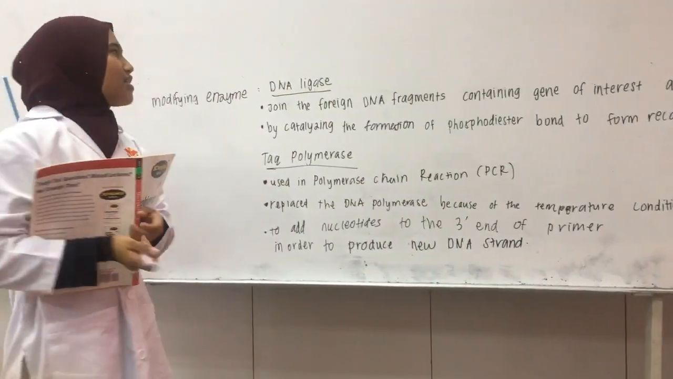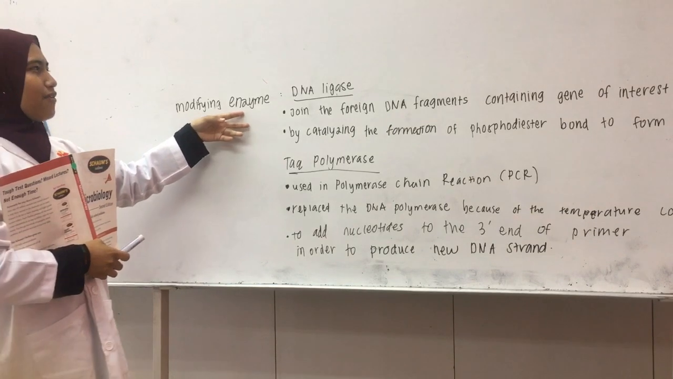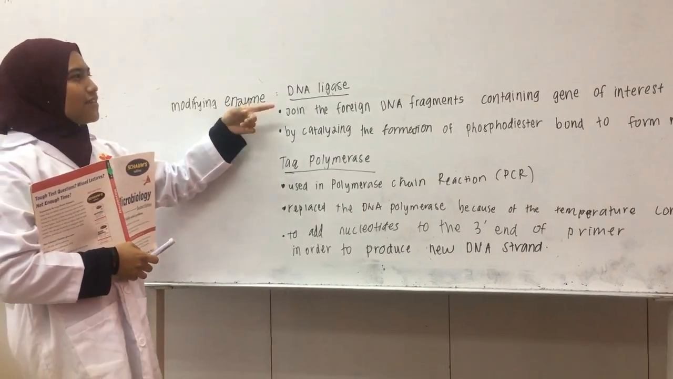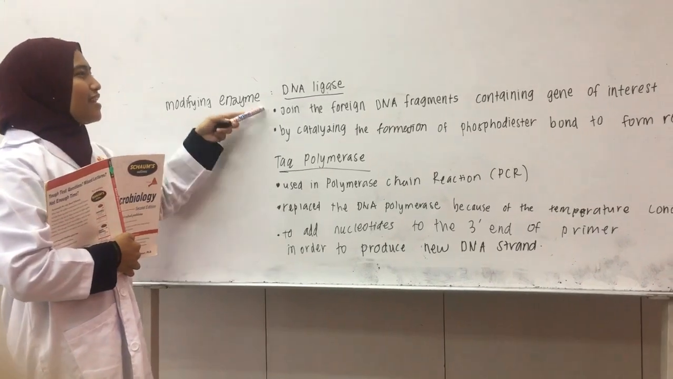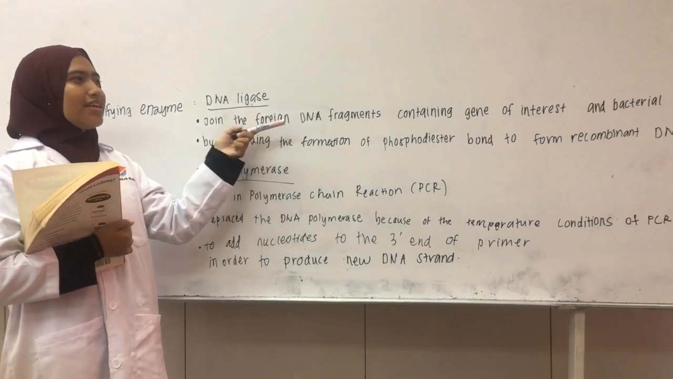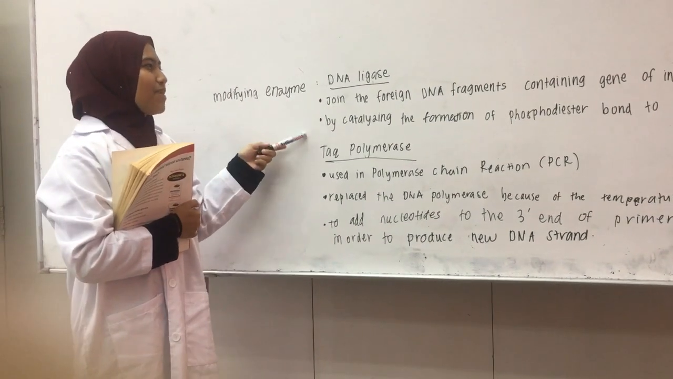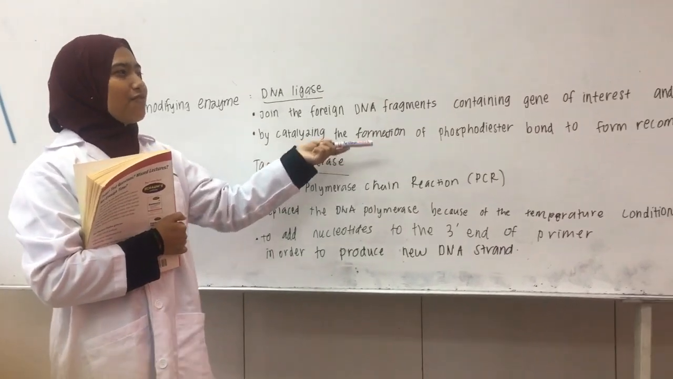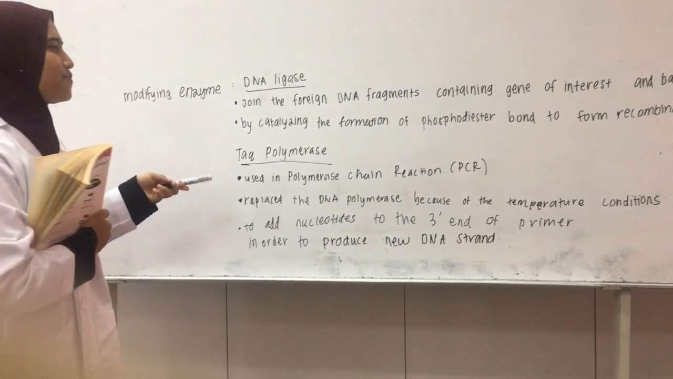The last tool is modifying enzyme. There are two types of enzyme. The first one is DNA ligase. The second type is polymerase. DNA ligase joins the foreign DNA fragments containing the gene of interest into the bacterial plasmid by utilizing the formation of phosphodiester bonds to form recombinant DNA.